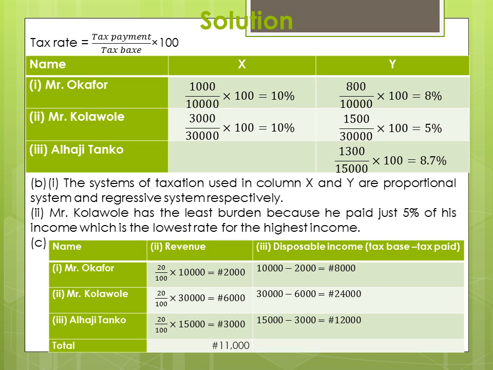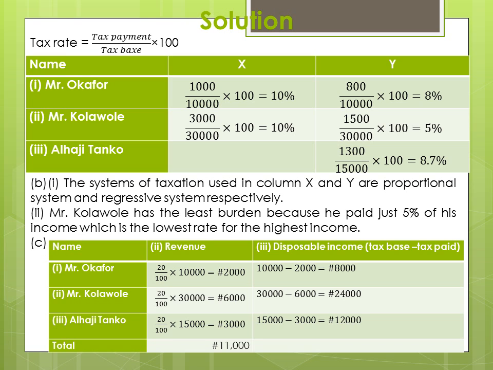This is because Mr. Okafor and Mr. Kolawole under column X pay 10% rate which is fixed. This is proportional. Under column Y, Mr. Okafor paid 8%, Mr. Kolawole paid 5%, and Alhaji Tanko paid 8.7%. Here, the highest income is 30,000, which attracts 5%, which is the lowest rate. This shows that the system of taxation in operation in this column is regressive.